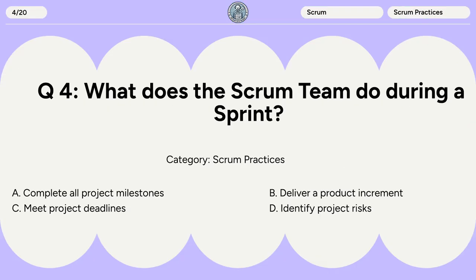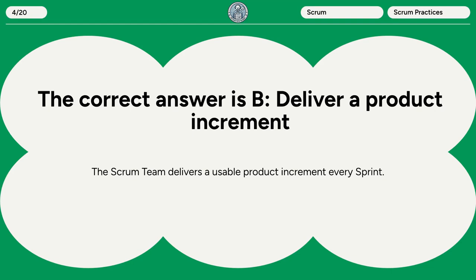Question 4. What does the Scrum team do during a sprint? A. Complete all project milestones. B. Deliver a product increment. C. Meet project deadlines. D. Identify project risks. The correct answer is B. Deliver a product increment. The Scrum team delivers a usable product increment every sprint.